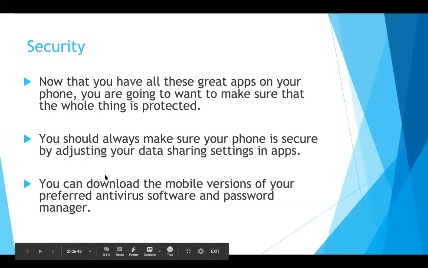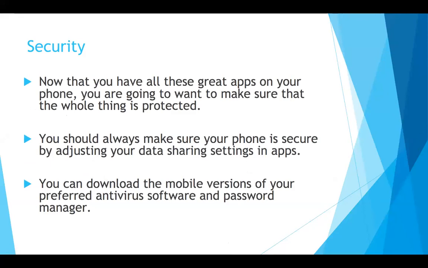Next is security. Now that you have all these amazing apps on your phone, you definitely want to make sure that your phone is protected. You should always make sure your phone is secure by adjusting your data sharing settings in your apps. You can go to settings to adjust these data sharing settings. You can also download the mobile versions of your preferred antivirus software like Norton and Password Manager.